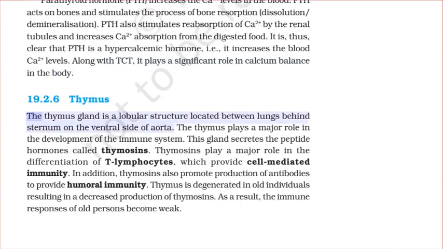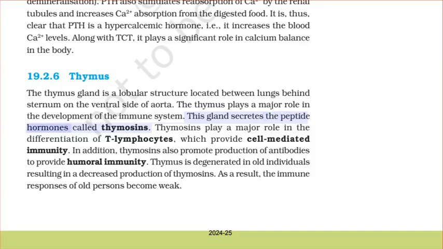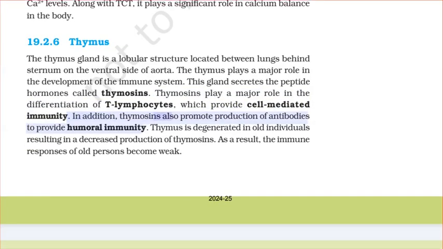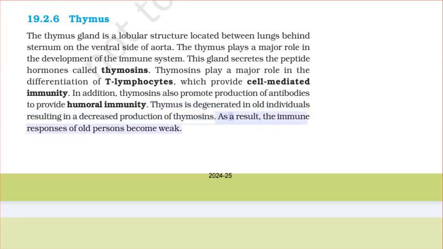Thymus. The thymus gland is a lobular structure located between the lungs behind the sternum on the ventral side of the aorta. The thymus plays a major role in the development of the immune system. This gland secretes the peptide hormones called thymosins. Thymosins play a major role in the differentiation of T lymphocytes, which provide cell-mediated immunity. In addition, thymosins also promote production of antibodies to provide humoral immunity. The thymus degenerates in old individuals, resulting in decreased production of thymosins. As a result, the immune responses of old persons become weak.